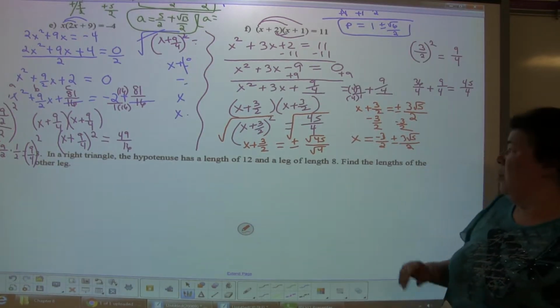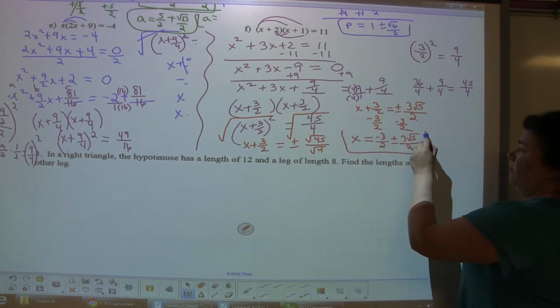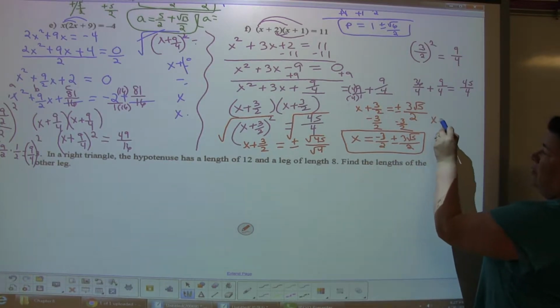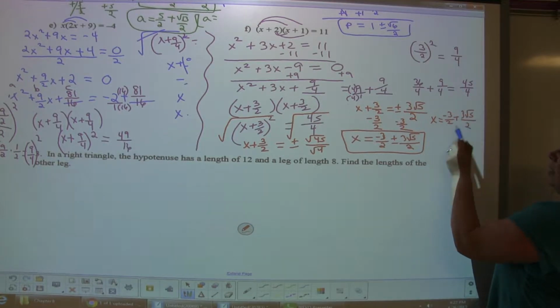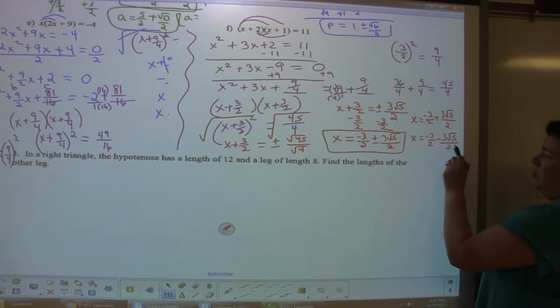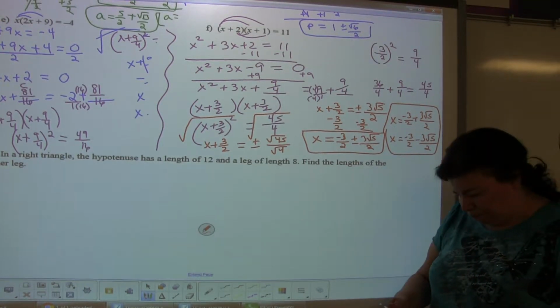That's a lot of work. But again, if you wanted to separate your answers, this is what they look like combined. Separate, there'd be x equals negative 3/2 plus 3 root 5 over 2, and x equals negative 3/2 minus 3 root 5 over 2. Okay? So that's what they look like separate in case you see them in the book.